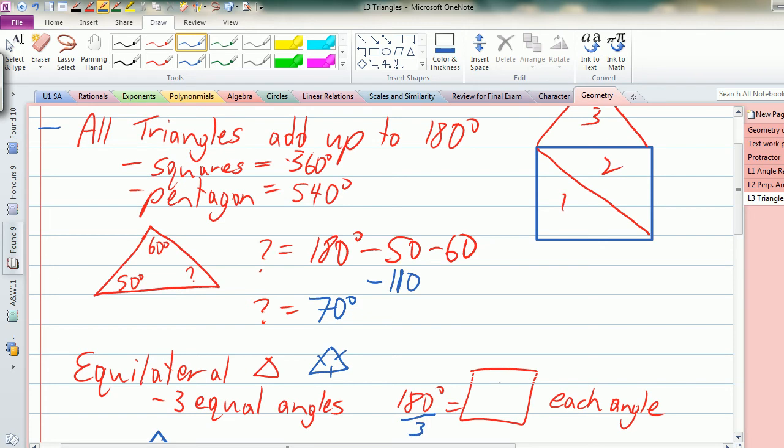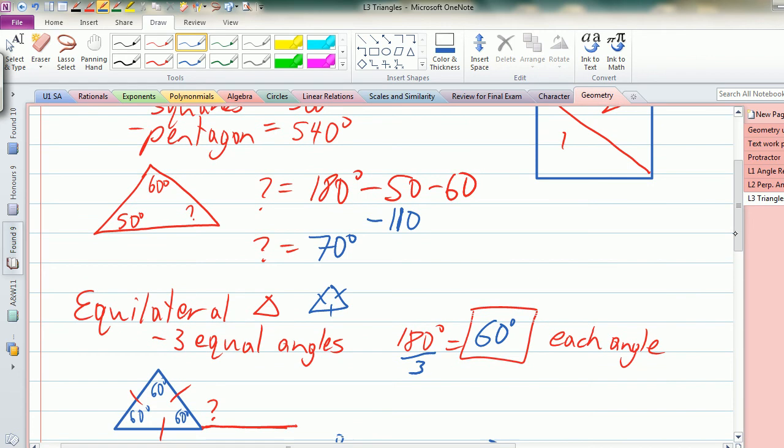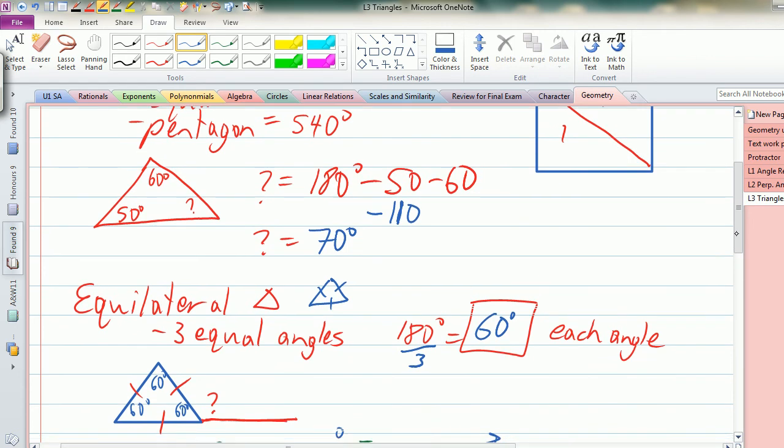Yeah, I just said it, divided by 3. So each angle is going to be 60 degrees. You're going to get a diagram with no numbers on there, and what you're going to have to do is mark down that your triangle is 60 degrees. So the triangle that you're going to see is this. Completely blank. Nothing written on there.